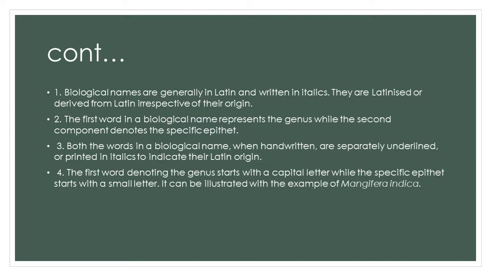Biological names are generally in Latin and written in italics. They are Latinized and derived from Latin irrespective of their origin. These are the four principles for binomial nomenclature, and these have to be very clear to you. You can write them down in your own words if asked to.